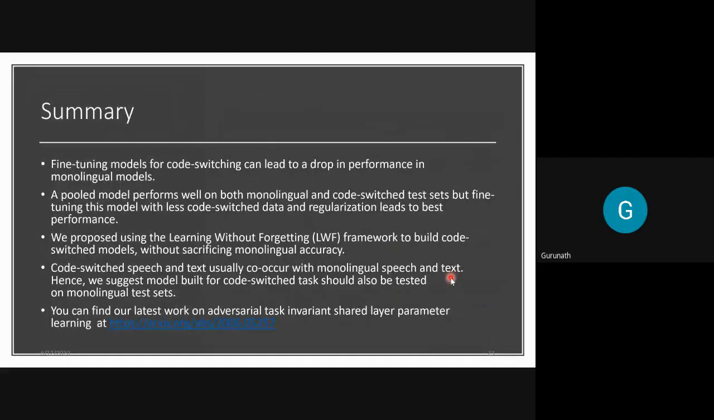In summary, we found that fine-tuning models for code switching can lead to a drop in performance in monolingual models. A pooled model performs well on both monolingual and code switch test sets, but fine-tuning this model with less code switch data and regularization leads to the best performance. Further, we proposed using the learning without forgetting framework to build code switch models without sacrificing monolingual accuracy. To the best of our knowledge, we are the first to introduce the LWF framework to speech recognition, in particular for code switched speech recognition. Code switched speech and text usually co-occurs with monolingual speech and text. Hence, we suggest that future models built for code-switched tasks should also be tested on monolingual test sets.